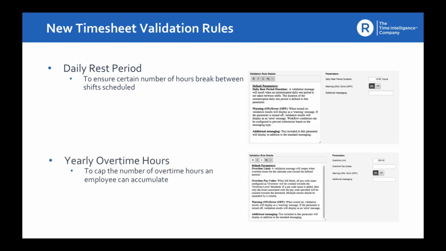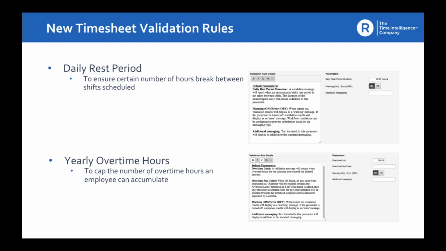The second validation rule we added is the yearly overtime hours. Now, if you need to cap the number of overtime hours an employee can accumulate, you could try to use this yearly overtime hours timesheet validation rule. So in order to use this rule, you will define the maximum number of hours that the employees can earn during the year and have the pay code qualified as overtime.